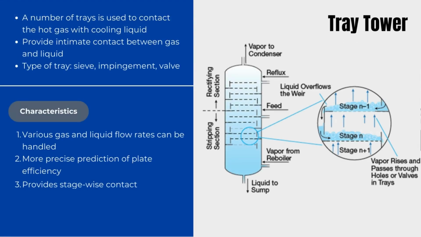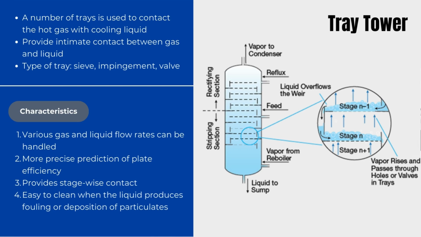In the industrial plant, the most common adsorption columns used are the tray tower adsorption column and the packed tower adsorption column. So the tray tower consists of a number of trays which are used to contact the hot gas with the cooling liquid.